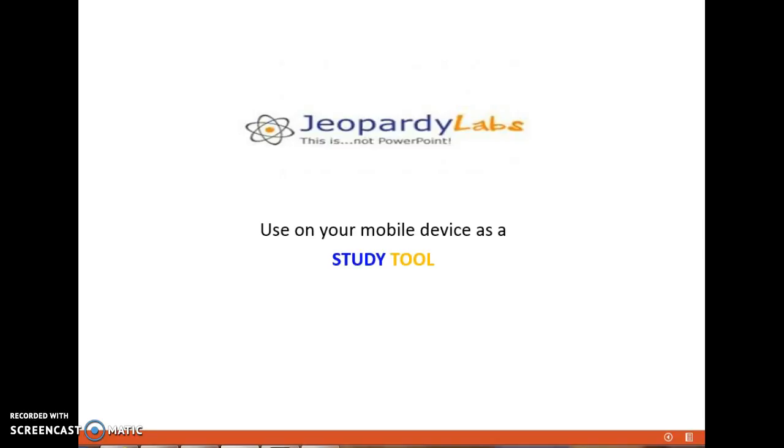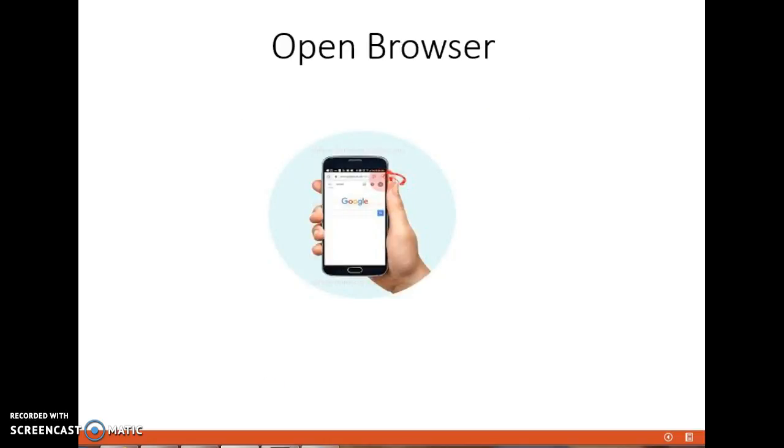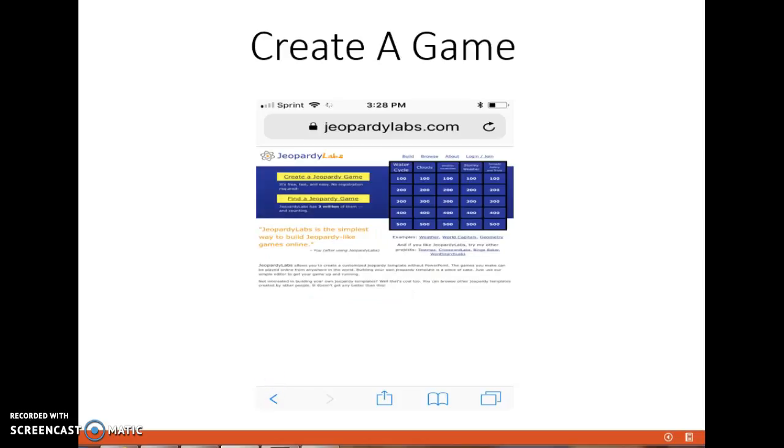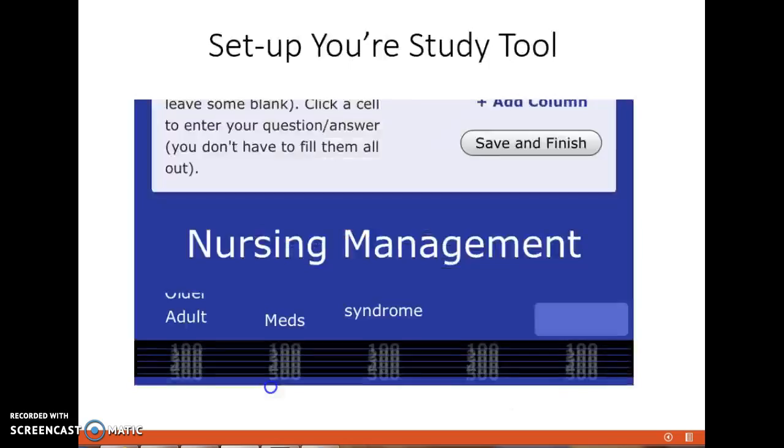Currently, there is not an app available to download onto our mobile devices, so the student will have to open a browser. Once they open the browser on their mobile device, they will go to www.jeopardylabs.com, and it's here that they will create a game. Again, it is right on their smartphone or on their tablet.